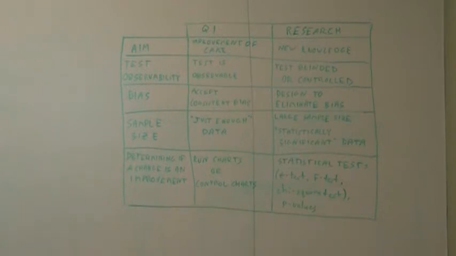In research, though, they generate a large sample size of statistically significant data. And for determining if a change is an improvement, in quality improvement, we use run charts or control charts, whereas for research, they use complicated statistical tests, such as the F-test, the t-test, chi-squared test, and they use power values. So all these differences mean that the way we collect data may be different from the way researchers do it.